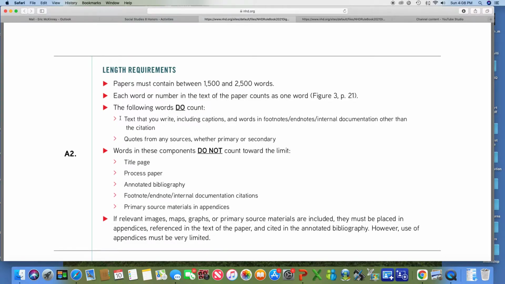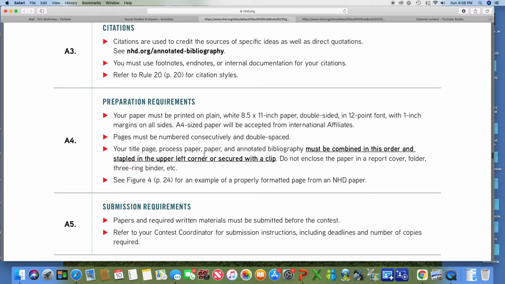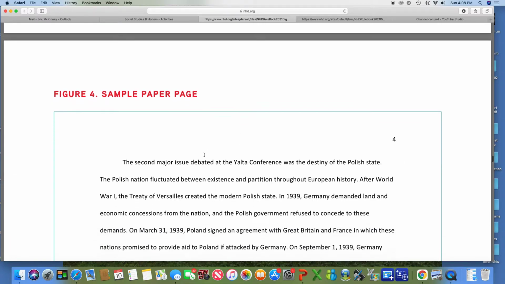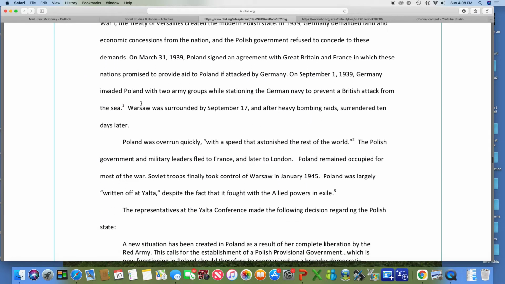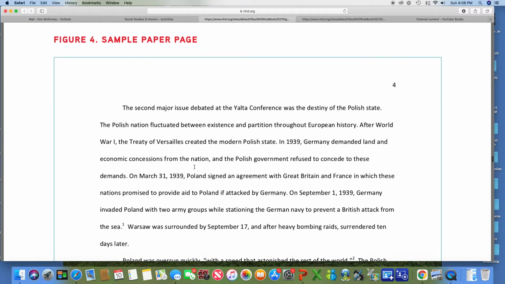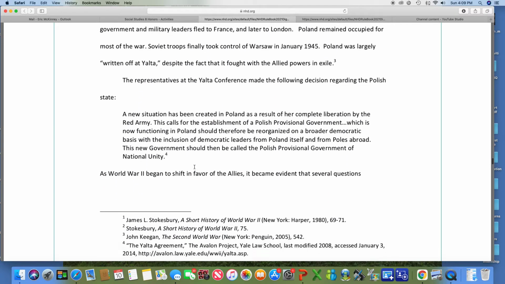It does tell you what counts as words and what does not count as words, so you want to make special attention on this right here. For example, your process paper, your annotated bibliography, they do not count towards those 1,500 to 2,500 words. Citations, it tells you where you can find the citation rules. And then down here, it even gives you like what a sample page would look like. So you've got your numbered page, you've got your citations here, and then you've got your citations down there. So this is a good kind of example of what your paper should look like as you're typing it.